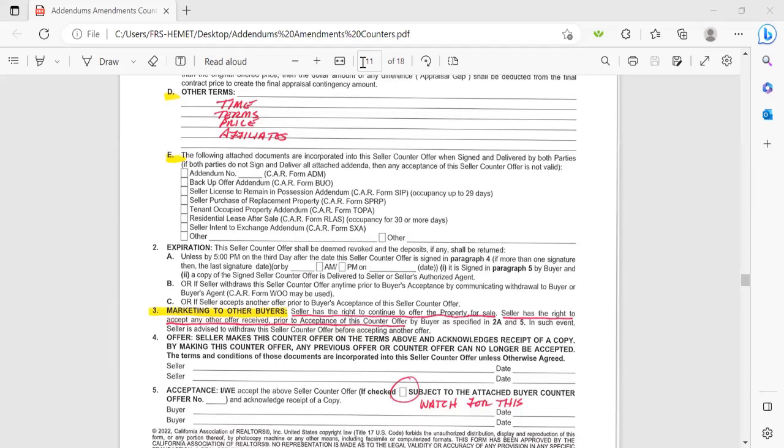Okay, so the question was asked about the SPRP, which is a seller purchase of replacement property, which sometimes is not disclosed until they send out a counteroffer. And you can't help that sometimes.